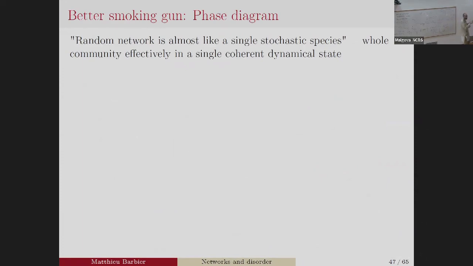So I already said the philosophy, I will not repeat myself. Increasing the competition makes all the bugs worse off. In the random network, relaxing the competition makes all the bugs better off. What this means is that the whole community is effectively in a single coherent dynamical regime.